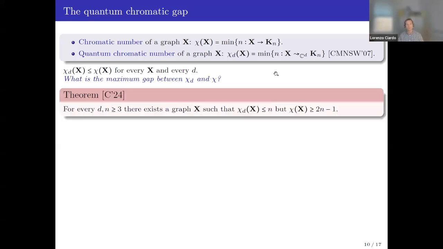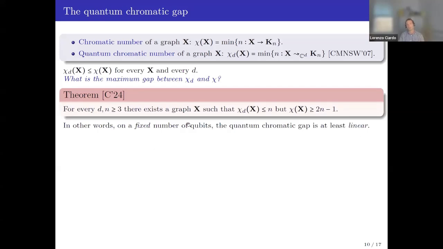Okay, so I'm going to first tell you some results, and then in the next slides, I'm going to say something about the proofs. So the first result is that for every dimension d and every n at least 3, there is a graph such that the d-dimensional quantum chromatic number is at most n, but the classical chromatic number is at least 2n minus 1. So this means that we fix d, which we can see as the number of qubits. So with a fixed number of qubits, the gap between the quantum and the classical chromatic number is at least 2. So there's at least a linear gap between the two.